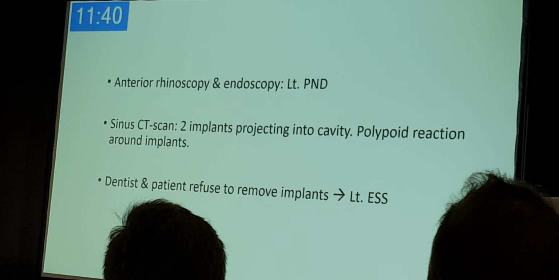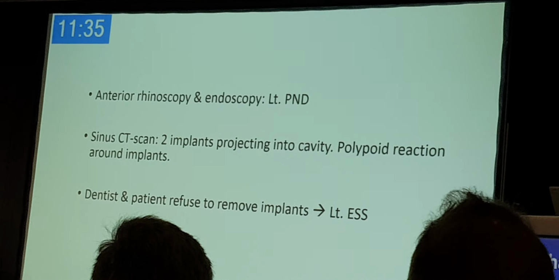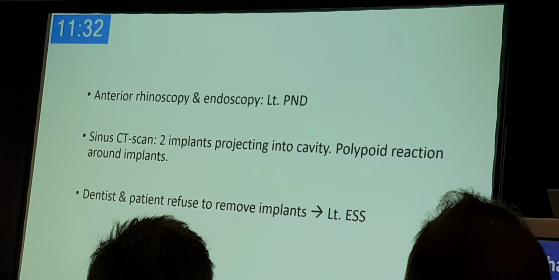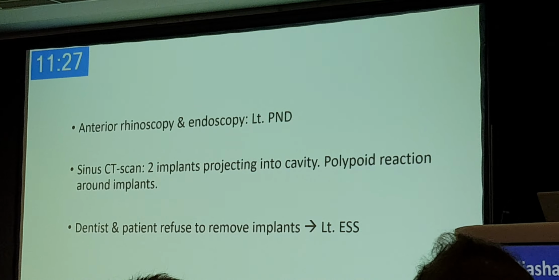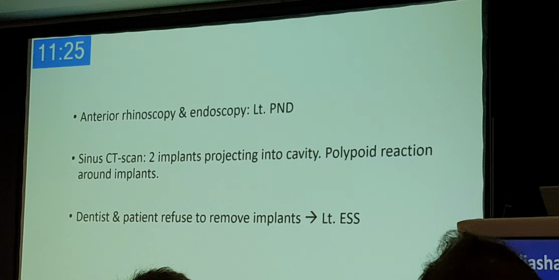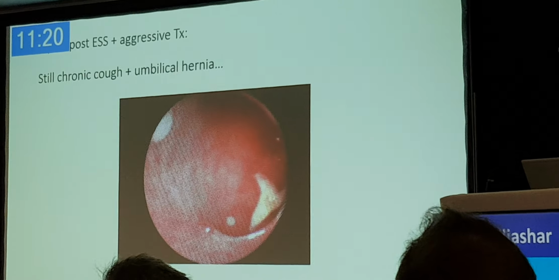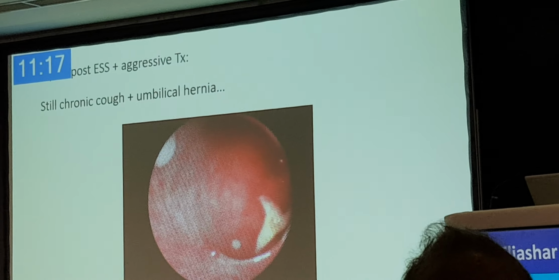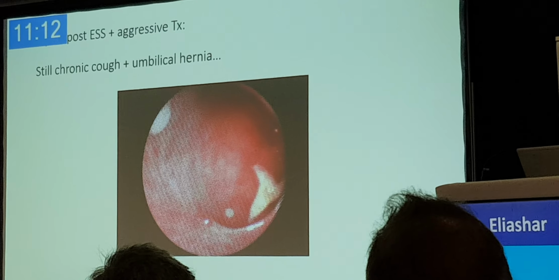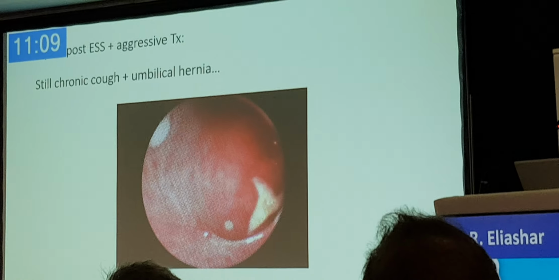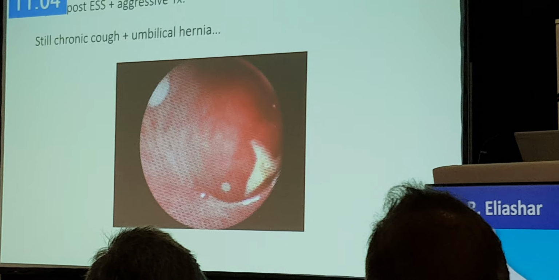On anterior endoscopy, we saw the post-nasal drip. On sinus CT scan, we saw two implants projecting into the cavity with a polyp-grade reaction around the implants, so we thought that might be the reason. However, both the dentist and the patient refused to remove the implants, so I took him to the operating room. And this image is post-endoscopic sinus surgery. You can see the endoscopy, you can see still pus in the maxillary sinus around the tips of the implant.